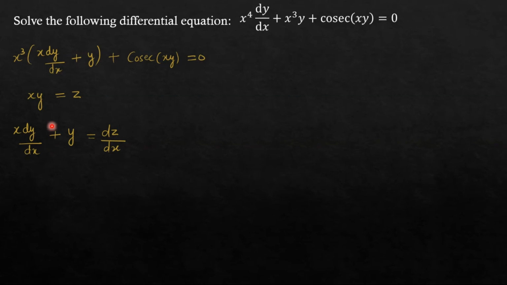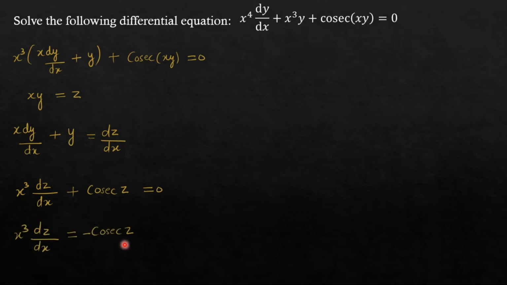Now what I can do is substitute this term x dy by dx plus y with dz by dx. So the equation will become x cube dz by dx plus cosec z equals 0, because xy equals z. As you can see, this equation is a bit more simplified. You can further write x cube dz by dx equals minus cosec z. Further you can write minus 1 by cosec z into dz equals 1 by x cube dx. Now as you can see, we have separated the variables on both sides.